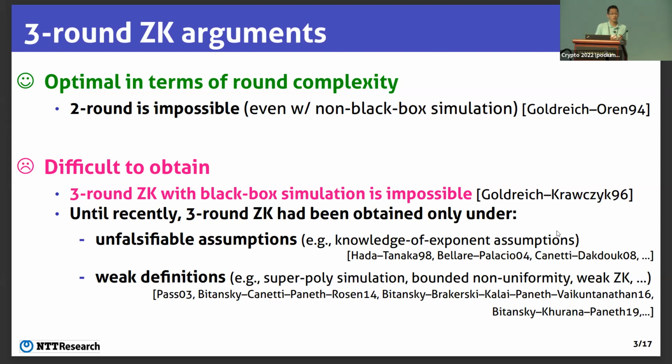So this impossibility means that many of the well-known techniques for zero knowledge cannot be used to obtain 3-round zero knowledge. And because of this difficulty, until recently, 3-round zero knowledge has been obtained only under strong unfalsifiable assumptions, such as the knowledge of exponent assumption, or under weaker definitions, such as super-polynomial simulation security or weak zero knowledge.